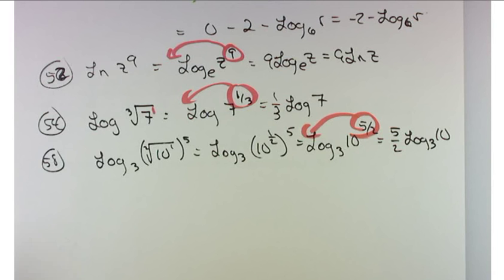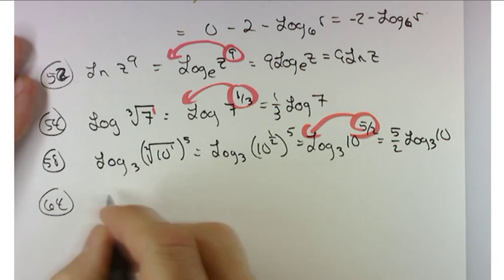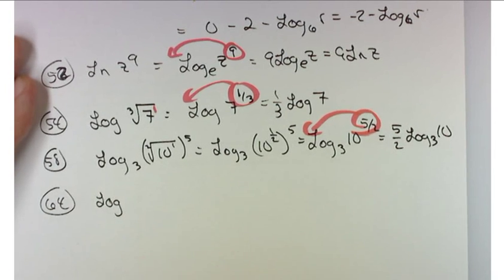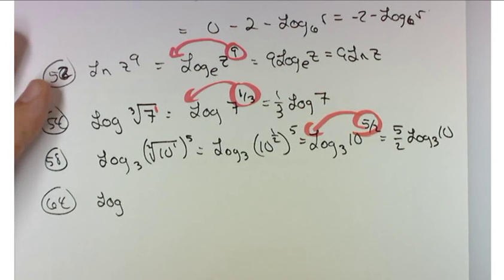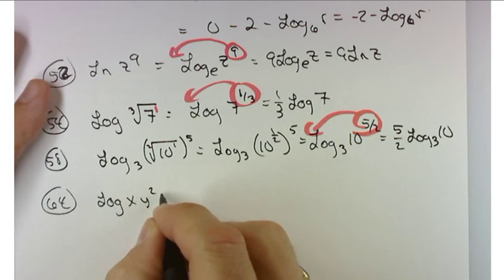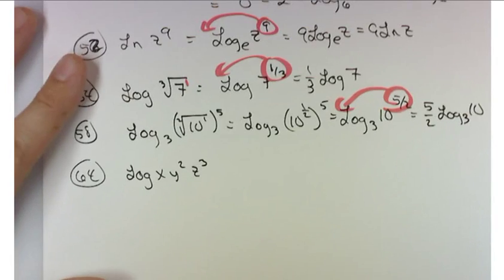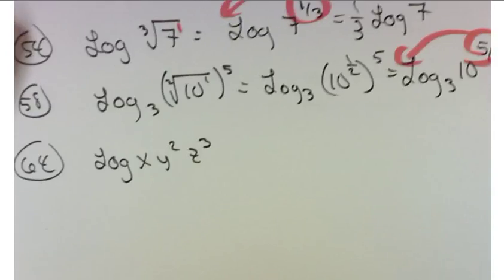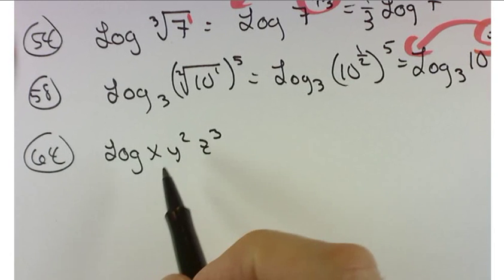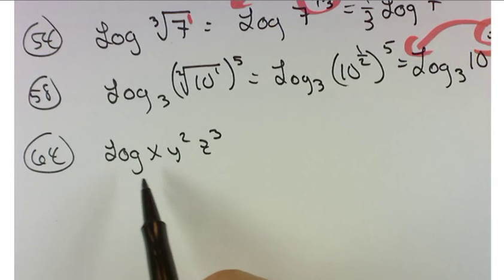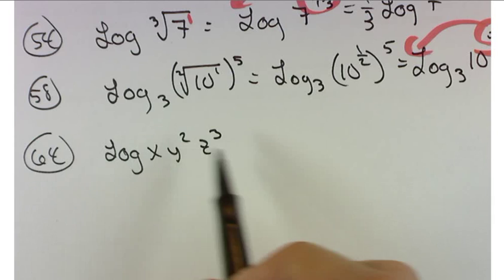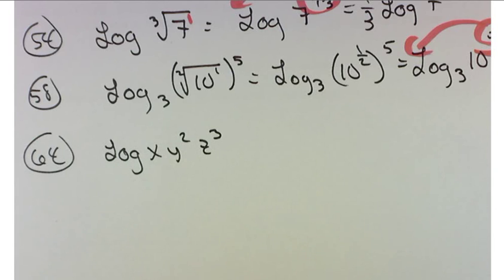Let's try problem number 64. Log of x, y squared, z cubed. It must be mind-numbing to write a textbook and have to come up with problems again and again. You can see that the author was kind of getting tired here. It was x, y, z, 1, 2, 3. All right, but it's still a problem that we're going to work on.